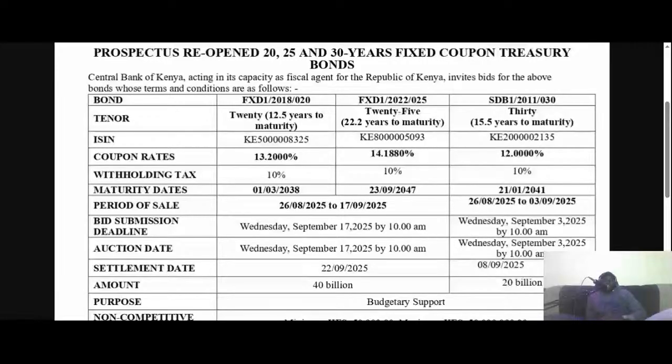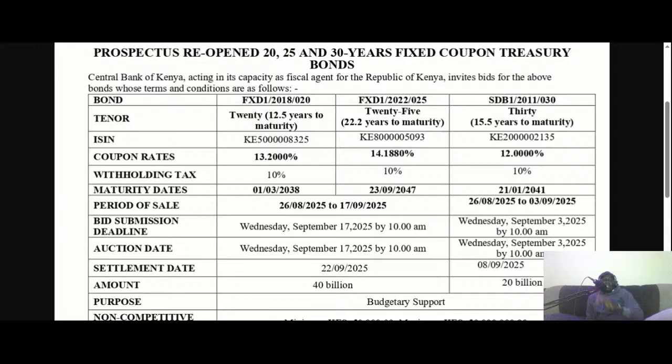This is collecting 20 billion. The period of sale was between 26th of August 2025 when it was floated, all the way to the 3rd of September 2025. So if you are interested in this particular bond, you ought to have submitted your bid by the 3rd of September 2025 by 10 a.m. The amount that it is sought to collect is 20 billion. The purpose is the same: budgetary support.